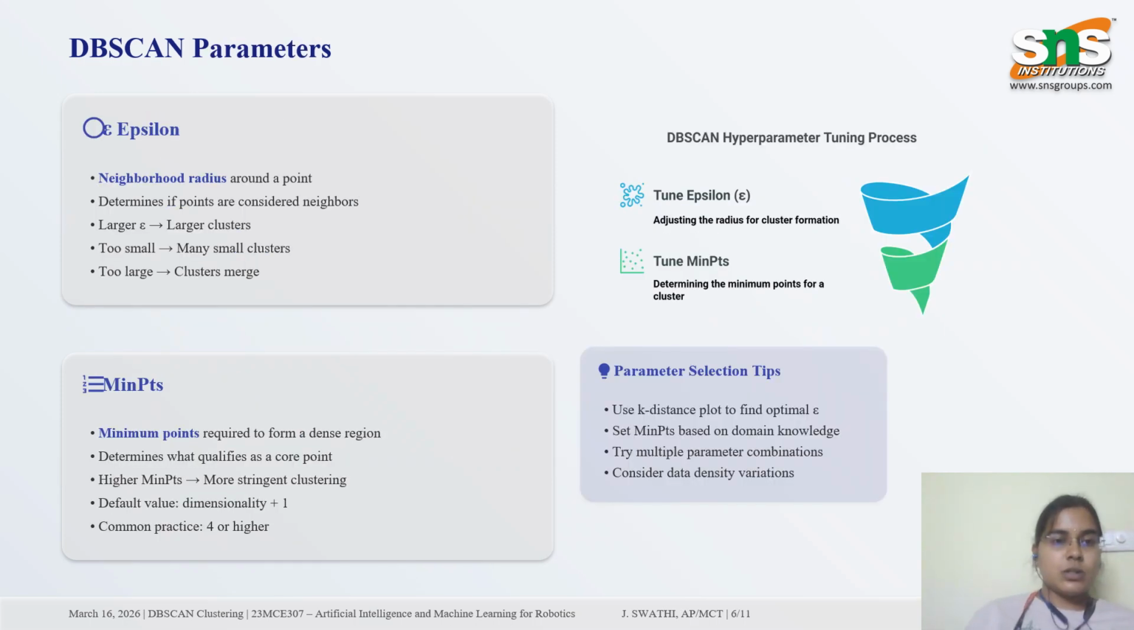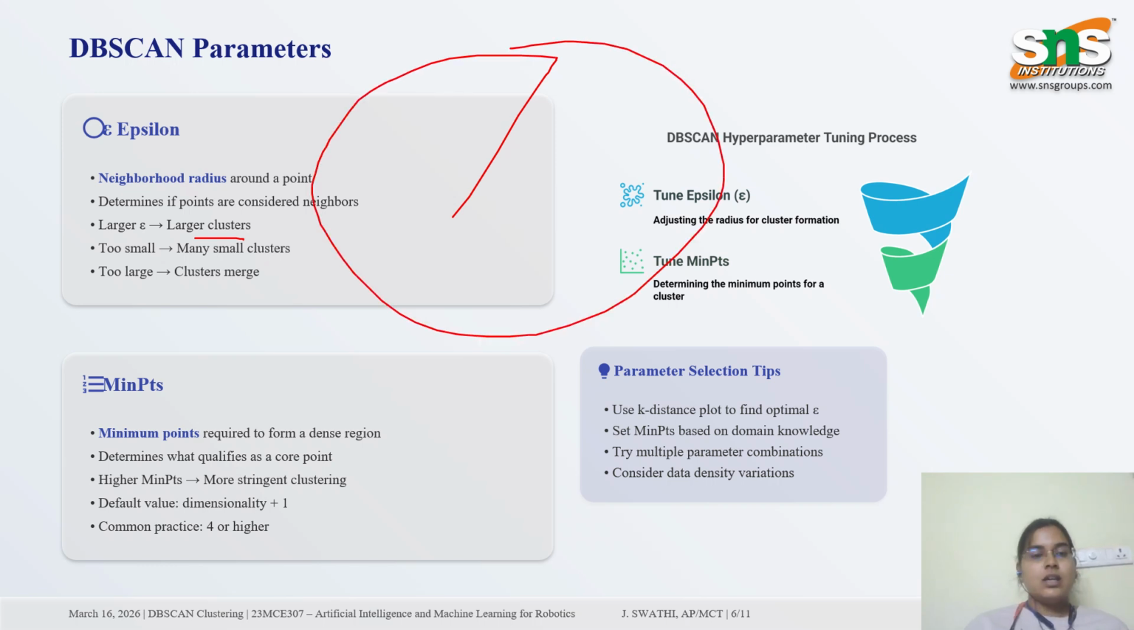Epsilon is the neighborhood radius around a point. A larger epsilon means the cluster is large; if the radius is large, the clustering will also be large. If it is too small, clusters merge, so we have to take care of epsilon. Minimum points is what is required to form a dense region. A higher minimum points means more stringent clustering, and a common practice is 4 or higher, so we can go for higher minimum points so that we can choose the correct core points.